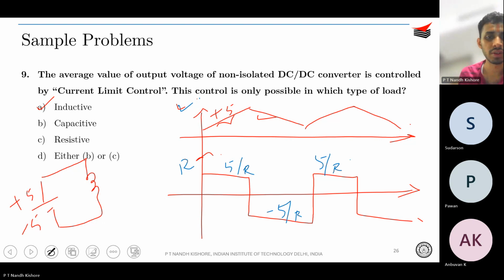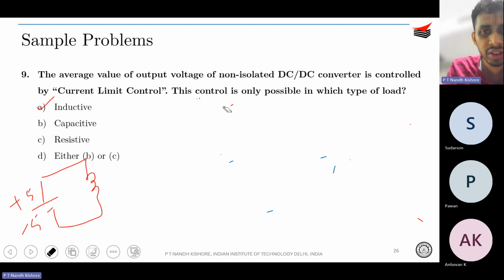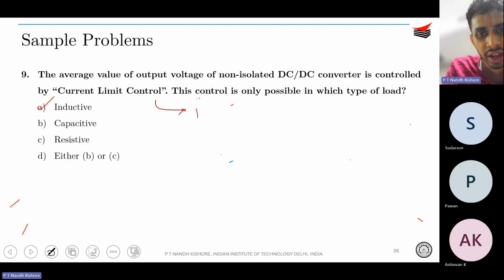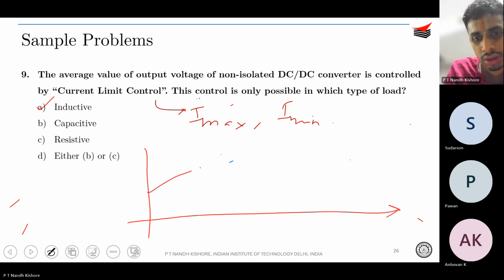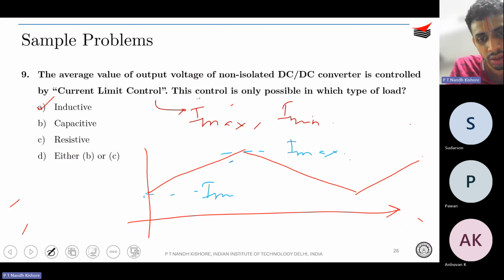So they are telling that the average value is controlled by current limit control. Current limit control means you have an I max and then an I min. So where is this possible? Obviously in an inductive load, right? Because you have something like, okay, this will be your I max. This is your I min.